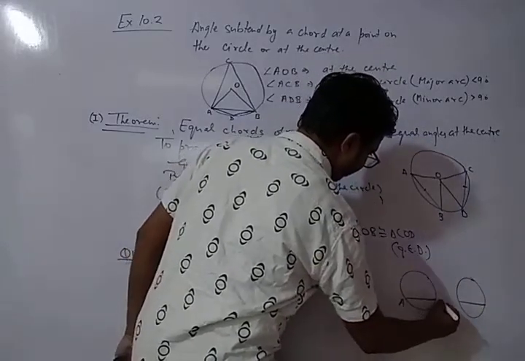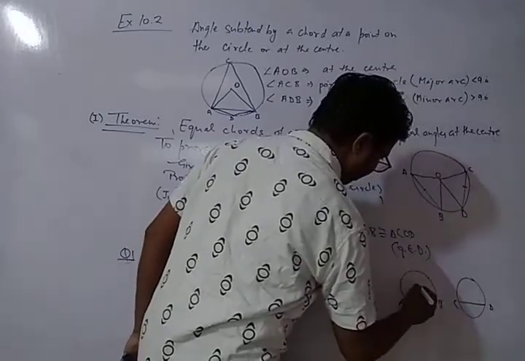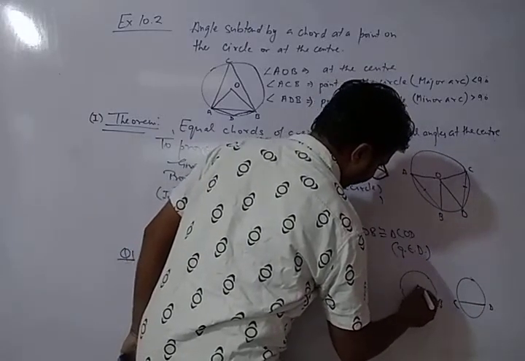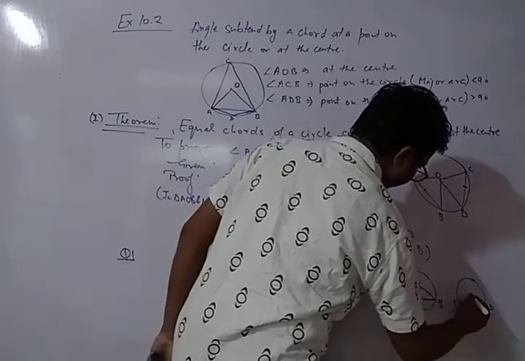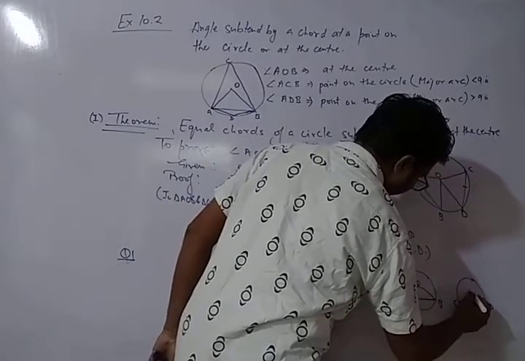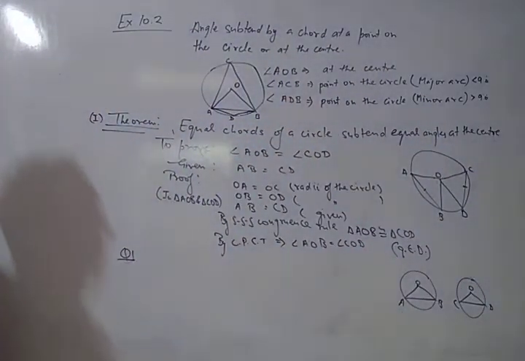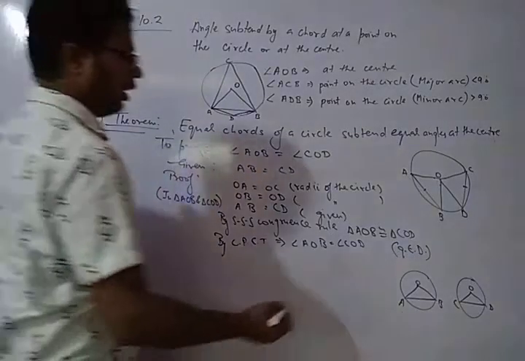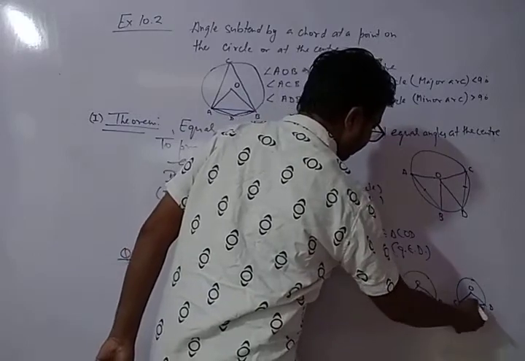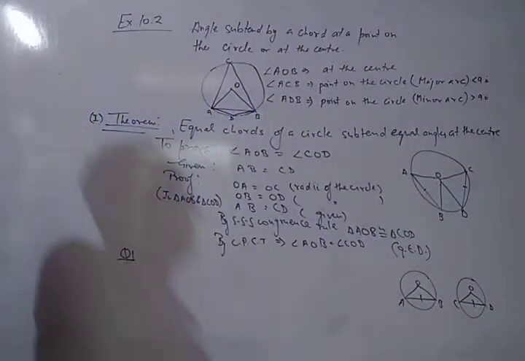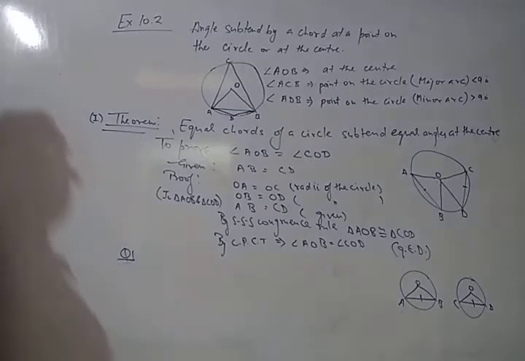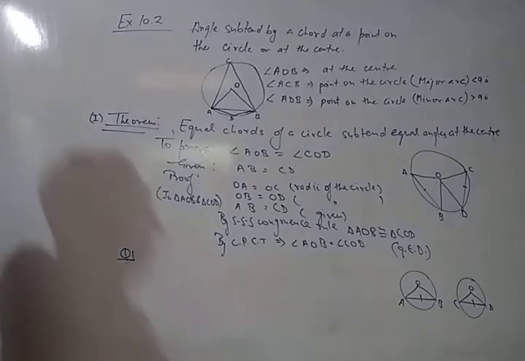AB and CD. Here is the center, angle AOB, and here is the center, angle COD. Is it clear? It is given that AB is equal to CD. Clear about it? Now, both the circles are congruent.